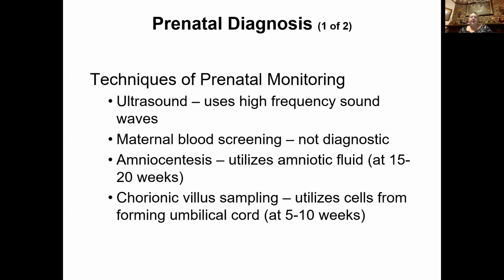The next one is called chorionic villus sampling. It utilizes cells from the forming umbilical cord at 5 to 10 weeks of development. Usually this is done for the same reason as amniocentesis. Basically, you're concerned about some sort of genetic situation going on and you want to take a look and see what's going on with this developing fetus. They would go in through the vagina and through the cervix and get cells from the forming umbilical cord, and the same thing, they would be able to look at the genetic material and evaluate that.